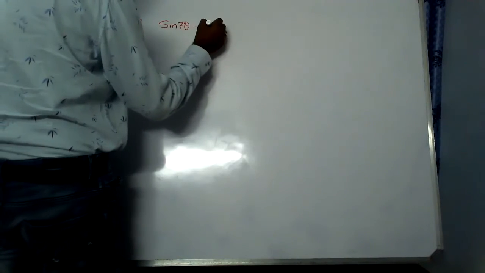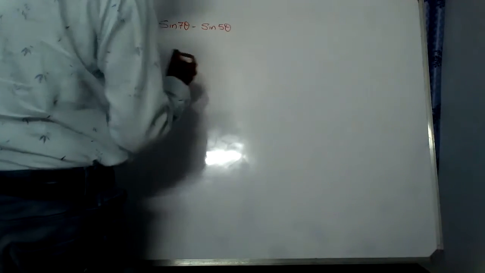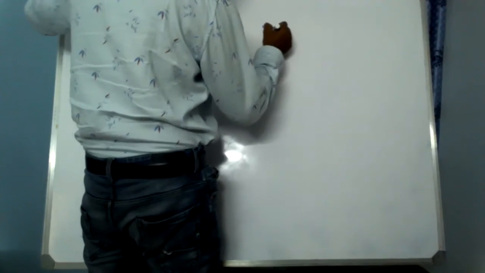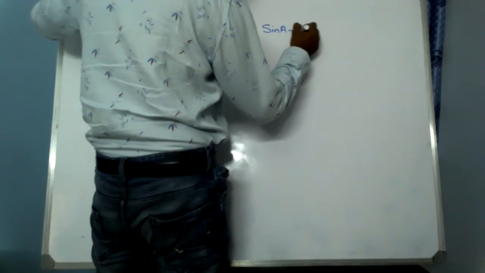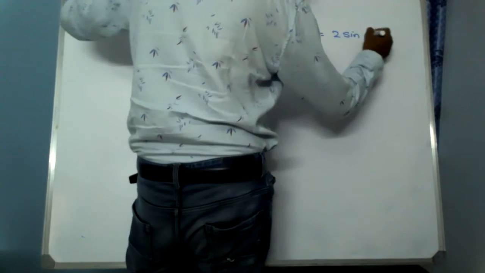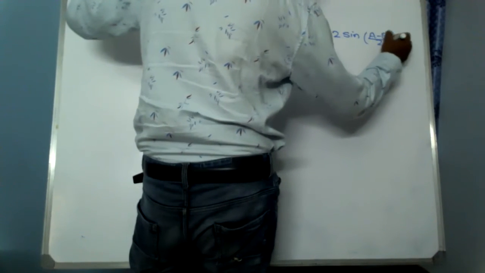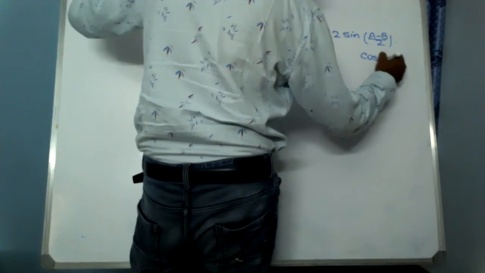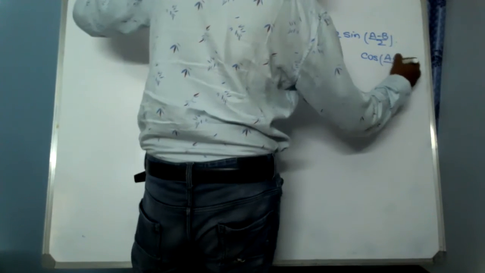Let's see what 78 says. It says sine 7 theta minus sine 5 theta. I did tell you what formula to be used here, but I'll write it once again. The formula we use here is sine A minus sine B, which is nothing but 2 sine (A minus B) by 2 into cos (A plus B) divided by 2, right?